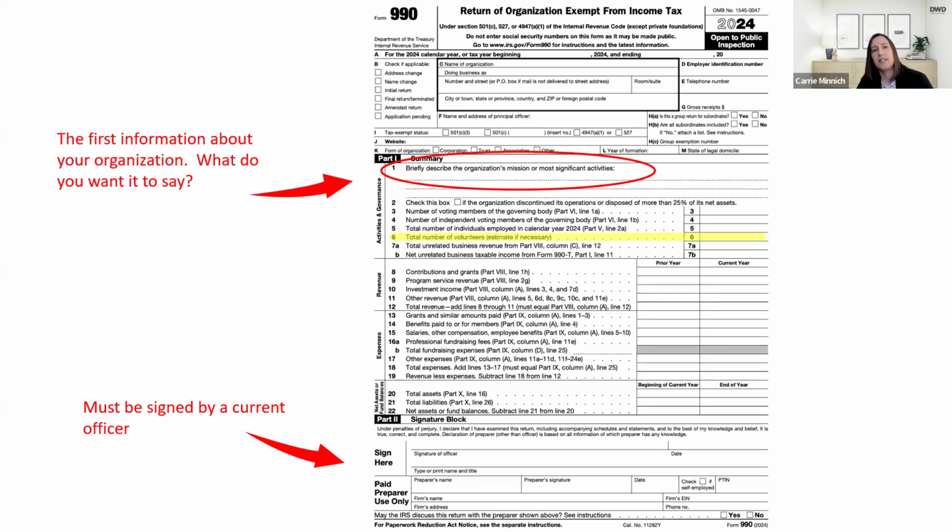So maybe this 990 covers 2024, but it is filed in May of 2025. Well, you might have different officers. Maybe your officers switched at January 1, 2025. This form really needs to be signed by the officers that are in effect as of May 2025. So that is something to remember as well as you're completing your Form 990.